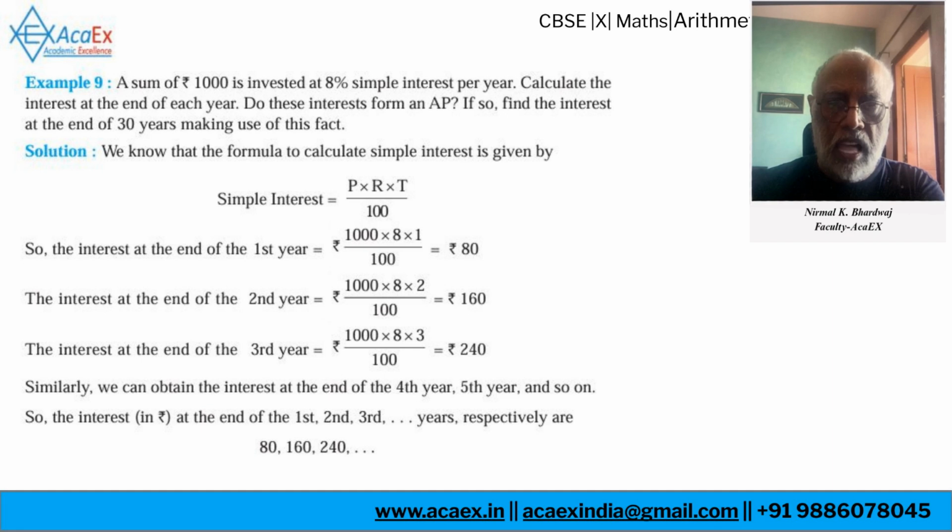Example 9. Simple interest. A sum of 1,000 rupees is invested at 8% simple interest per year. Does the interest at the end of each year form an arithmetic progression? Let's calculate the interest for the first few years. Year 1, 80 rupees. Year 2, 160 rupees. Year 3, 240 rupees. The sequence of interests is 80, 160, 240.